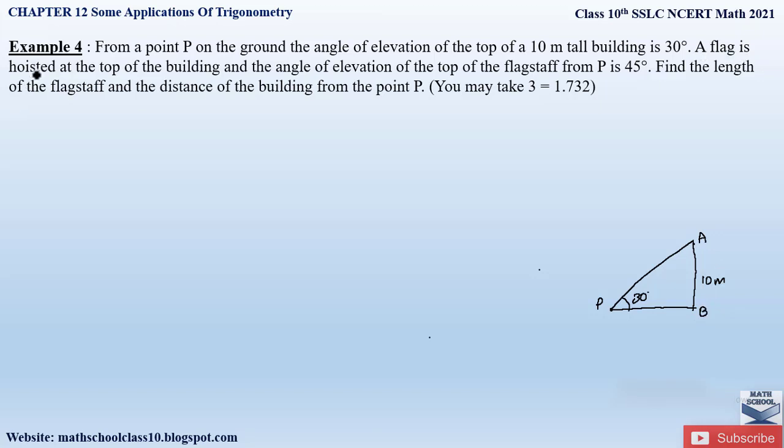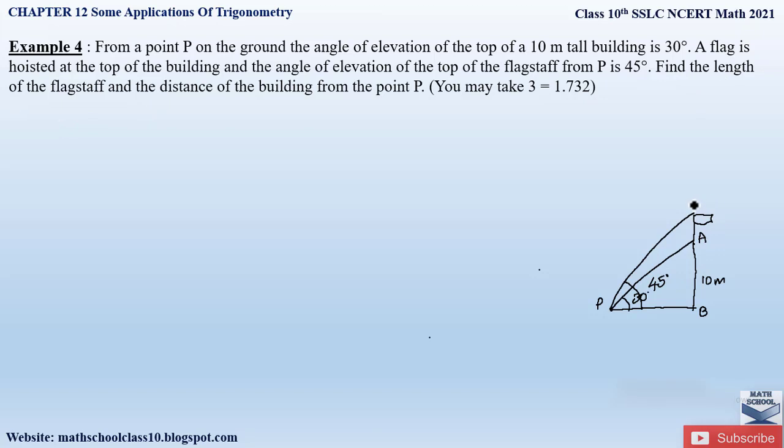A flag is hoisted at the top of the building. So there is a flag staff at the top of the building. Let us draw a flag staff. Now the angle of elevation of the top of the flag staff from the point P is 45 degrees. So again they have given us the angle of elevation from this point P to the top of the flag staff. Let us draw this again. This is supposed to be how much? 45 degrees.